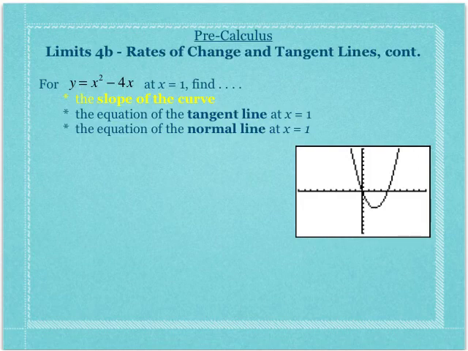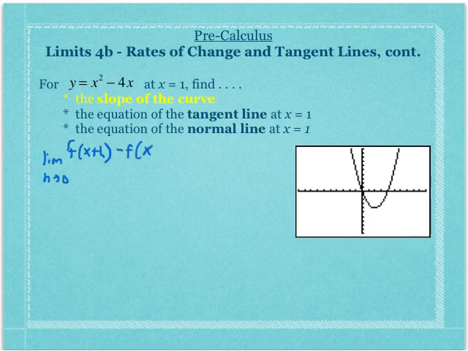Remember, we had our big limit expression. It's the limit as h approaches 0 of f of x plus h minus f of x, all of that over h. And we did a couple problems related to that. So let's see if we could do that in this case. Again, the algebra here is a bit tricky.